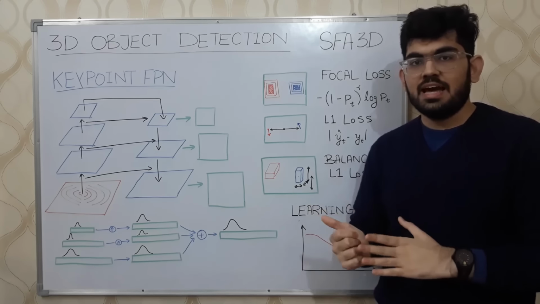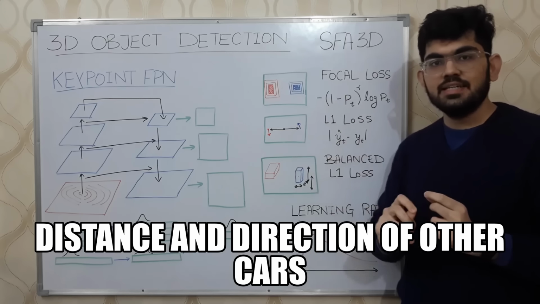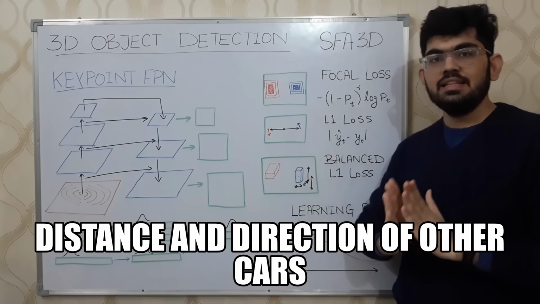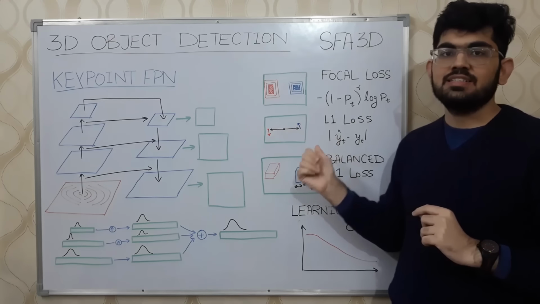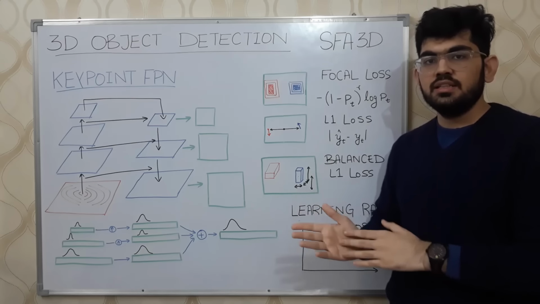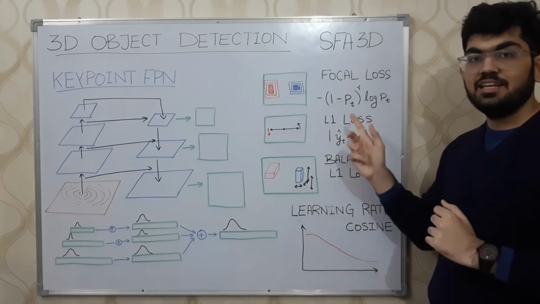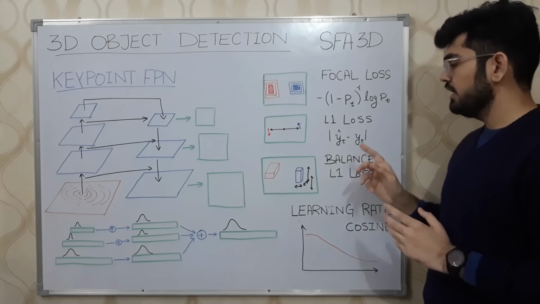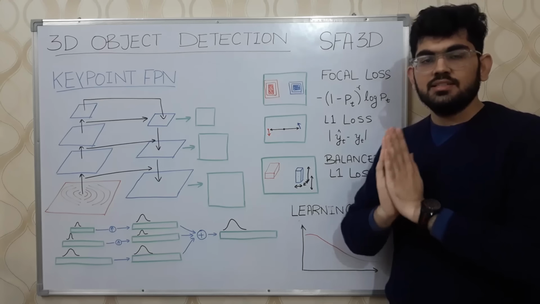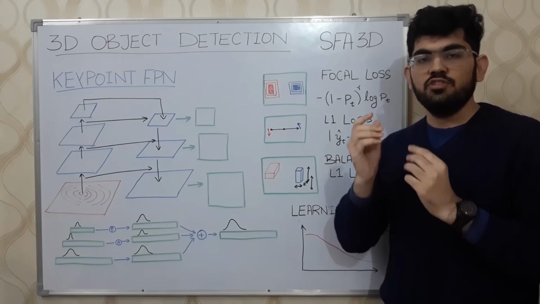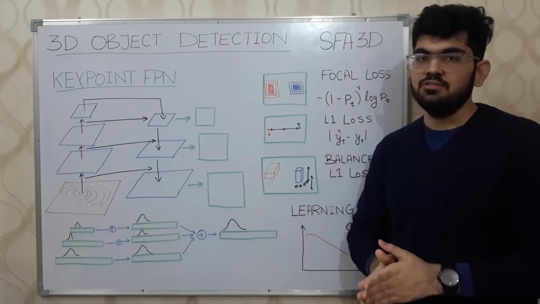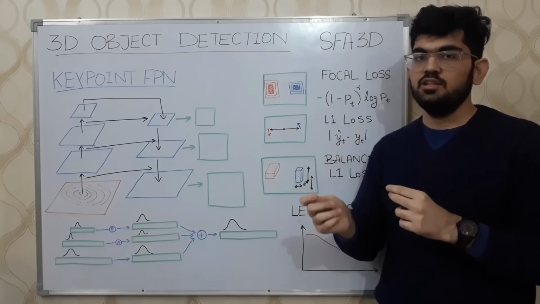The next outputs we have are the distance from the ego car and the direction in which the other objects are facing. In order to learn this, we use what is called an L1 loss. The mathematical expression is something like this. L1 loss simply takes the difference of the prediction and the actual value and computes the absolute value of that difference.